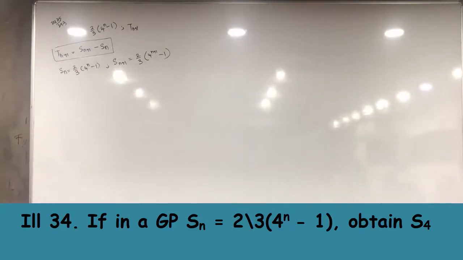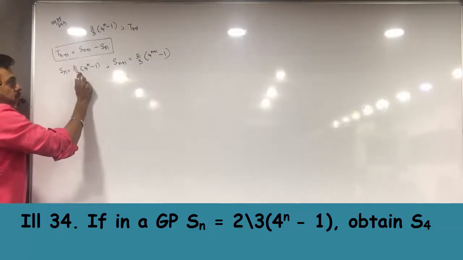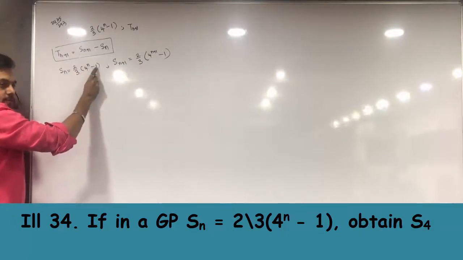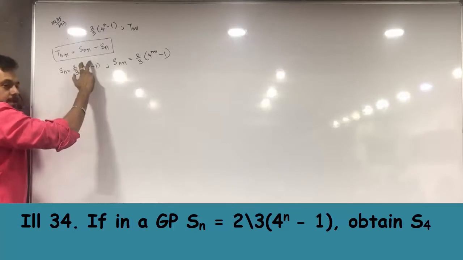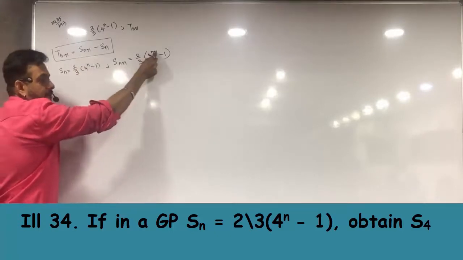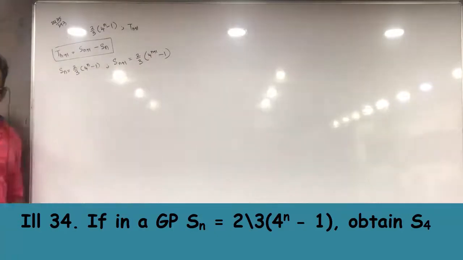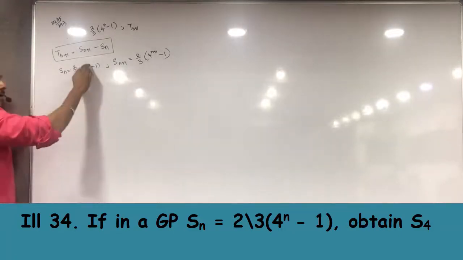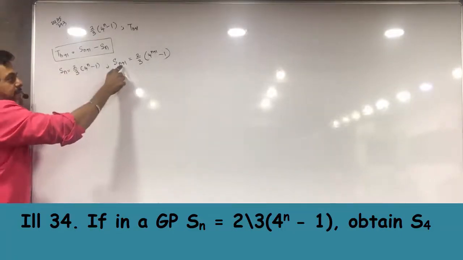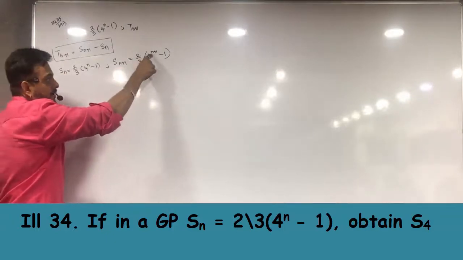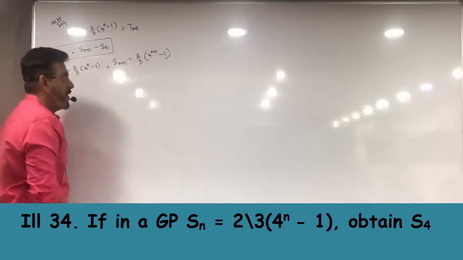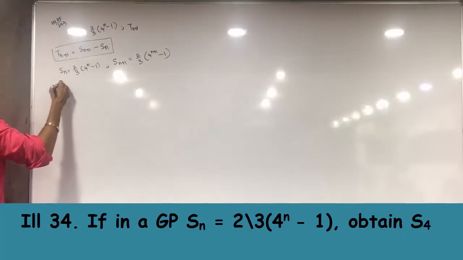Once again, okay, pay attention. Sn is equal to 2 by 3, 4 raised to n minus 1. So this n, this also n. So this n plus 1, so this also n plus 1. Understood this now? n is substituted with n plus 1. So here also n is substituted with n plus 1. Now, we put it in the equation.